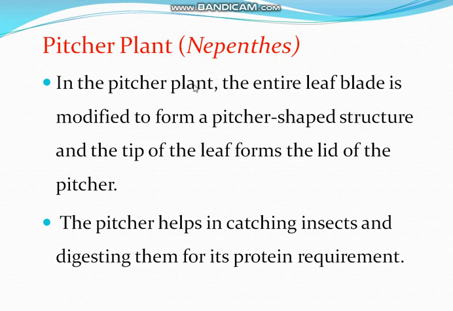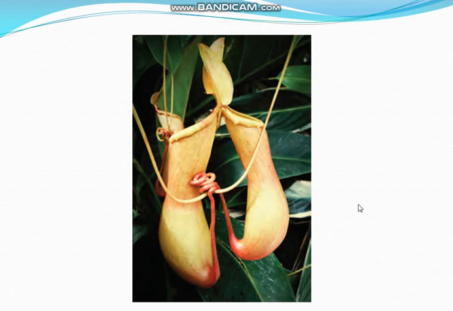In pitcher plant, the entire leaf blade is modified to form a pitcher-shaped structure, and the tip of the leaf forms the lid of the pitcher. This pitcher helps in catching insects and digesting them for its protein requirement. You can see the pitcher of the pitcher plant. This is about the pitcher plant.